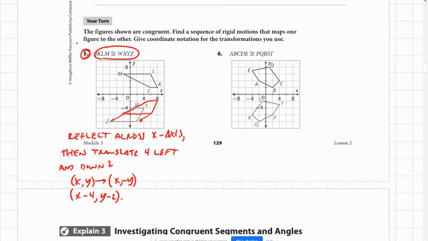Okay, now try the same thing for problem 6. Pause your video, and then press play when you're all done. Again, some tracing paper may help you figure out how to get from one to the other in this case.